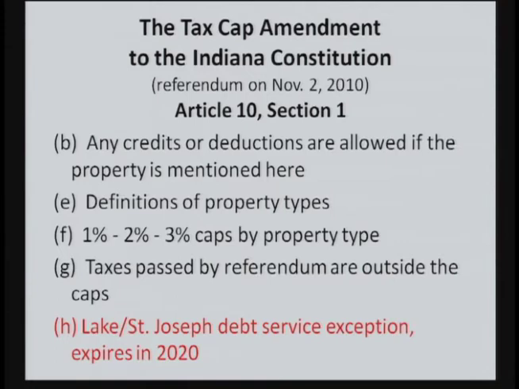It expires in 2020, and also you might note that because taxes passed by referendum are outside the caps, most other counties will be moving in that direction as well, because debt service passed by referendum will be outside the caps. So it expires in 2020. All the other counties will be under those same rules within a few years.